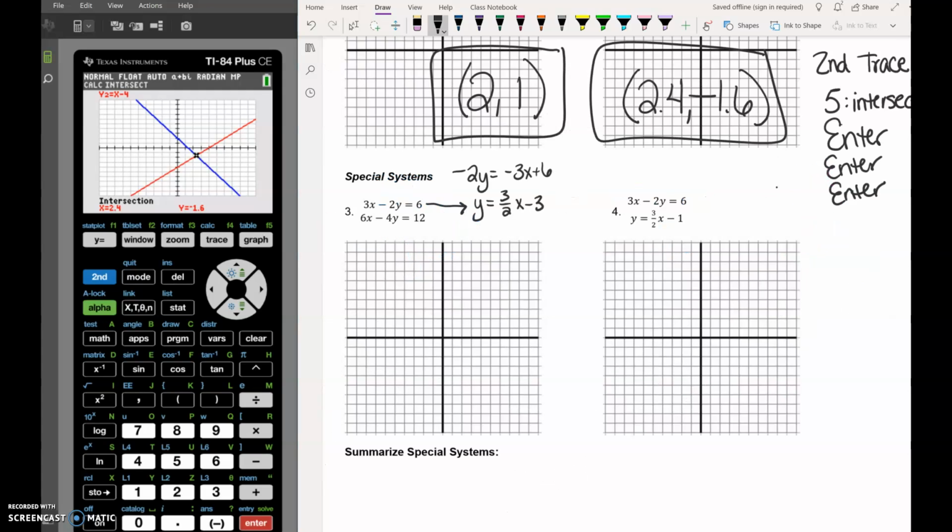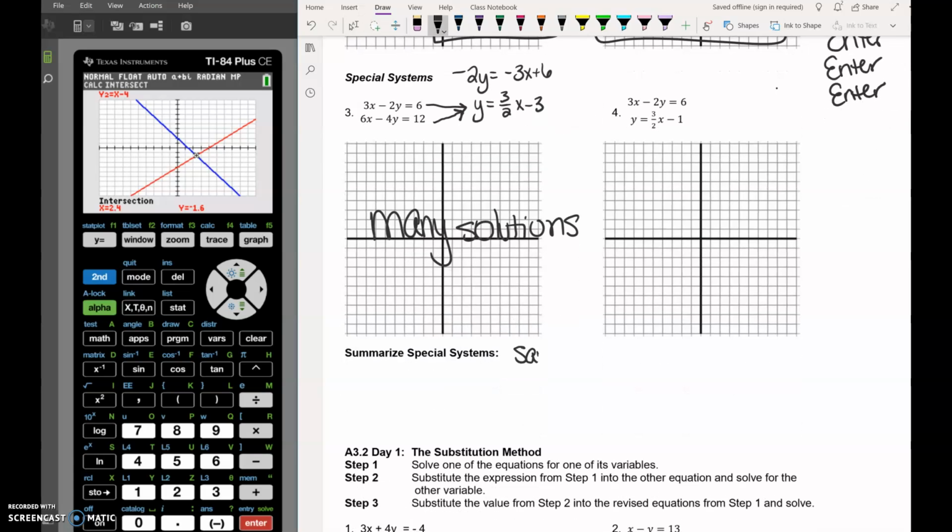On number 3, if we rearrange the first equation, we get y equals 3/2 x minus 3. If we rearrange the second equation, we get y equals 3/2 x minus 3. These two things are basically the exact same equations. And honestly, look at them. If you took the top equation and multiplied everything by 2, you would have the bottom equation. They're the same equation. Because they're the same equation, they're going to be the same line, which means many solutions. So in this summary down here, you can say, if it's the same line, then you have many solutions.